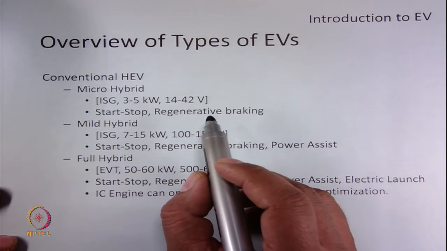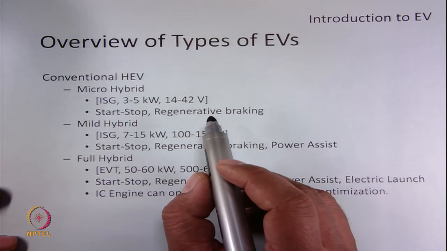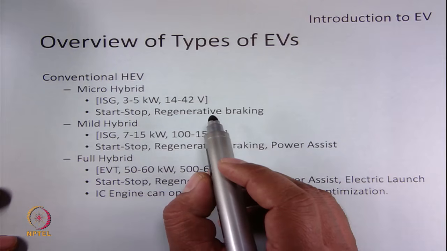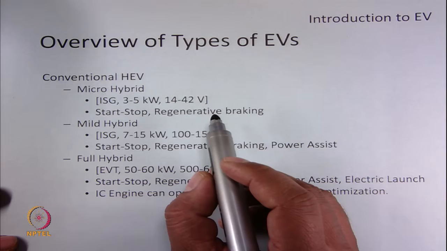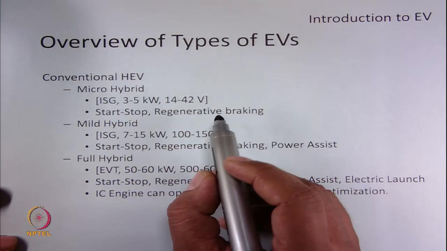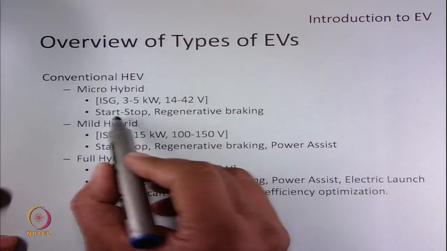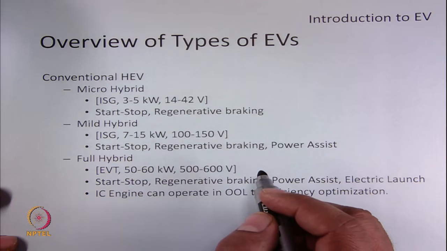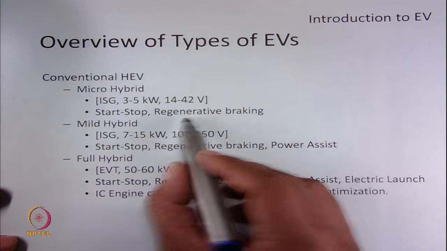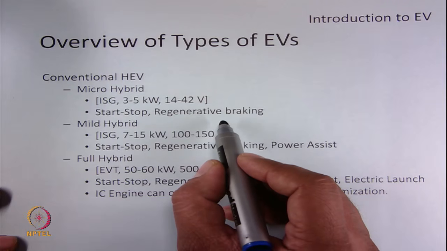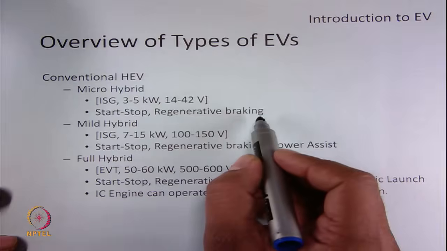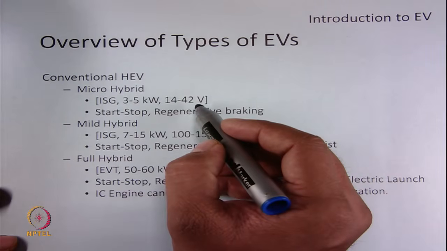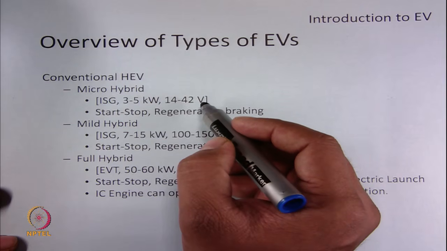The ISG supports not only the starting of the IC engine, it can also support the stopping of the IC engine when the vehicle is at rest. This is known as the start stop feature. This feature will enable fuel economy in these vehicles. The ISG can also help in recovery of regenerative power available during braking. Generally, this is a low power ISG and they are connected using belt driven systems.